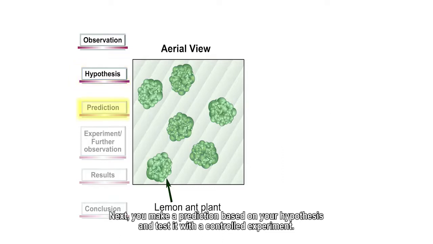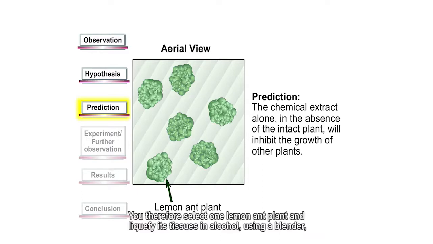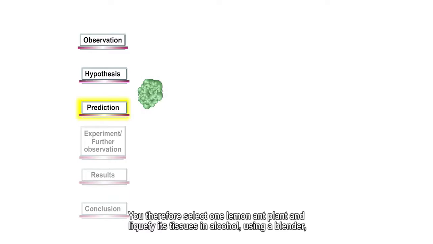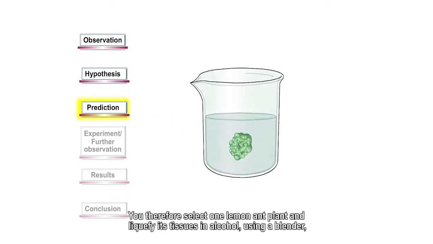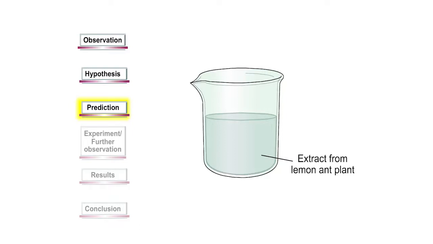Next, you make a prediction based on your hypothesis and test it with a controlled experiment. You might predict, for example, that if your hypothesis is correct, a chemical extract alone, in the absence of the intact plant, will inhibit the growth of other plants. You therefore select one lemon ant plant and liquefy its tissues in alcohol using a blender to produce an extract of all the chemicals in the plant that are soluble in alcohol.